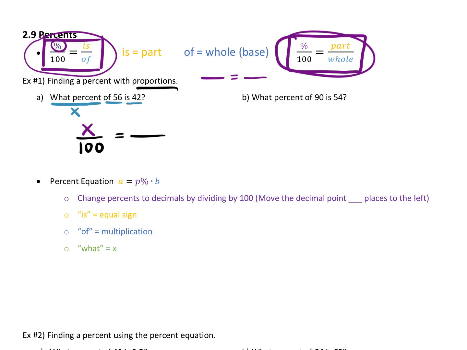And then there is the is. So is 42. That's going to go on top just like it was up here. And then of 56. That's going to go down below. So that's your setup. That's how you come up with what goes where. It's the percent over 100 equals the part over the whole thing. Percent over 100 equals part over whole, or percent over 100 equals is over of.